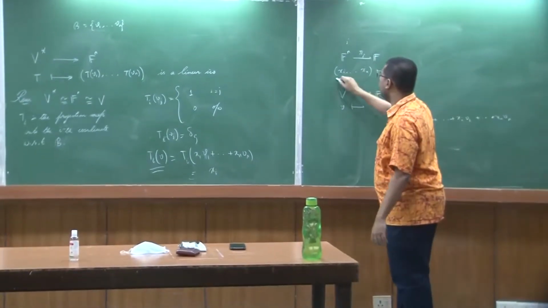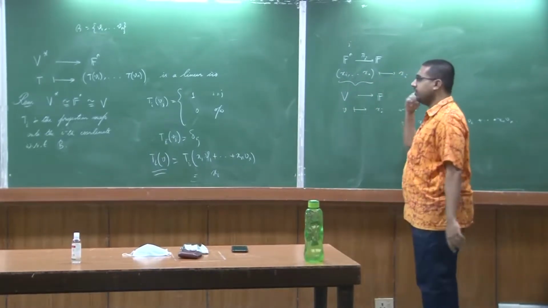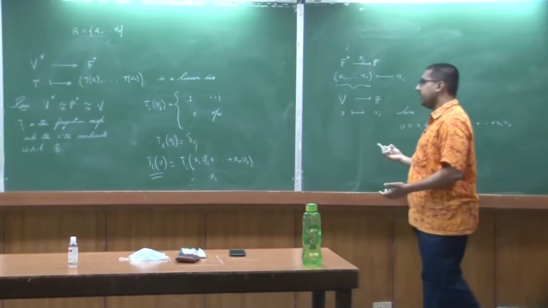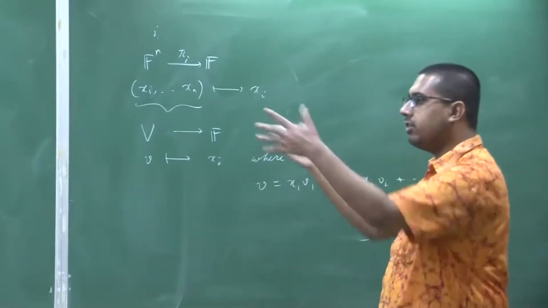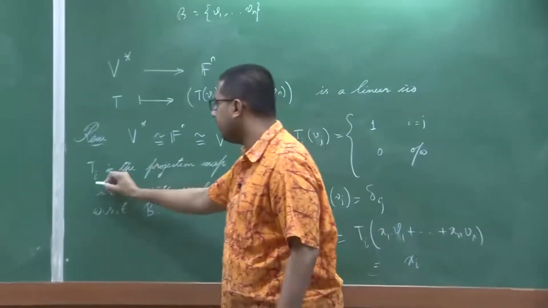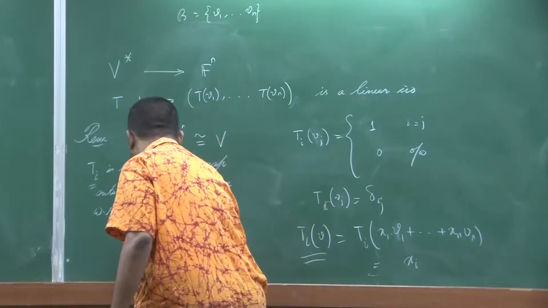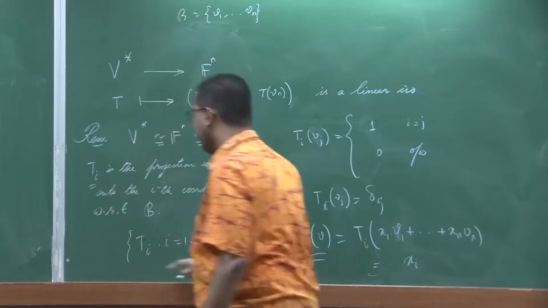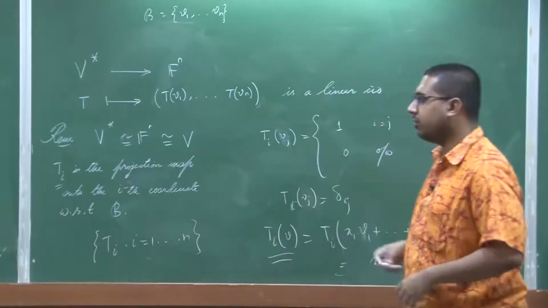Remember, in case of Fn, as I always say, we have a very natural choice of standard basis, but for general V we do not have a natural choice. There we have to choose an ordered basis first, and for each ordered basis we will have a collection of Tis, okay. Each ordered basis will lead me to n such projection maps with respect to the ordered basis.